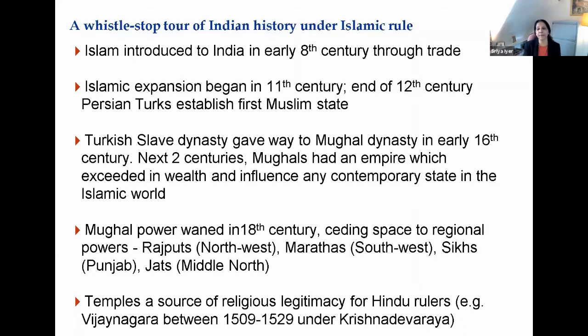And so, for example, you have the kingdom of Vijayanagar, which under the king Krishnadeva Raya built many temples, donated to them, as well as gave a lot of power to Brahmins who were running these temples. And temples performed a role in that they were important as a source of religious legitimacy, but they were also very important politically.